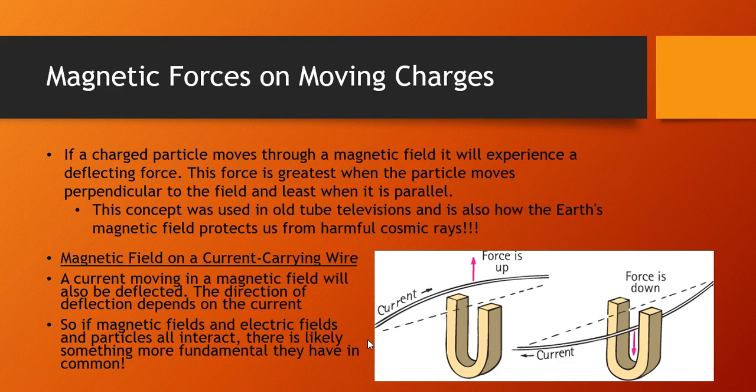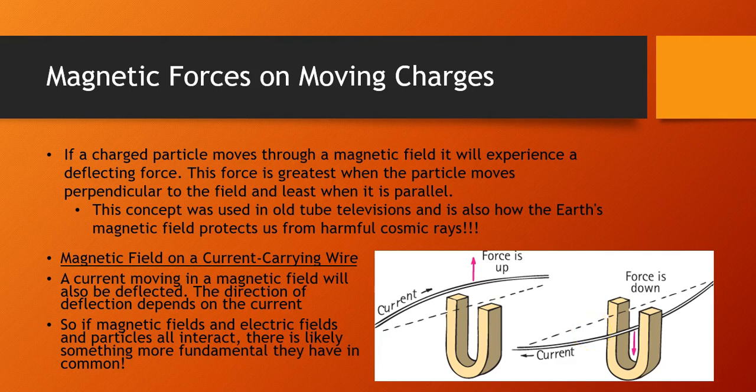Similarly, a magnet will affect a wire if that wire has a current in it. So if you place a wire with a current inside of a magnet or a magnetic field, then the entire wire will be deflected. For example, here we have a horseshoe magnet, and if you put a wire in between and the current was traveling in this direction, the force on the wire would be upwards. It would push the wire up. If the current is traveling in the opposite direction, it pushes the wire down.